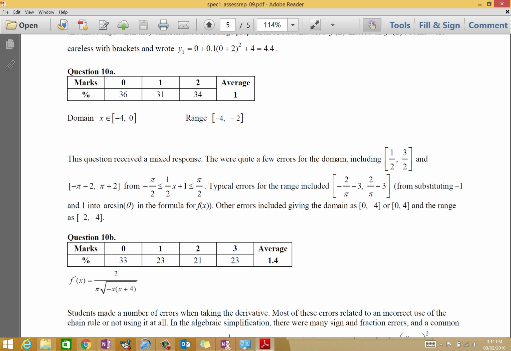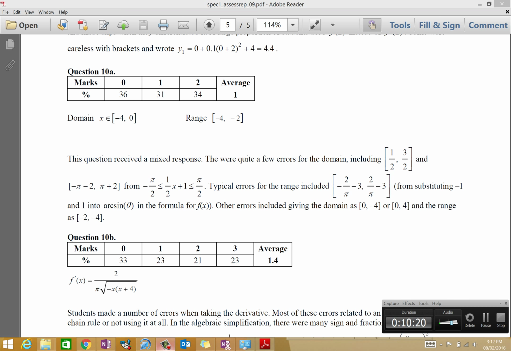As you can see though, 56% of students got either 0 or 1 mark. So over half the cohort lost 2 out of the 3 marks in that question. So you can see there that it wasn't done very well. Only 34% of students got just the basic domain and range question, which I guess, so in my case, I'll pause the video there.